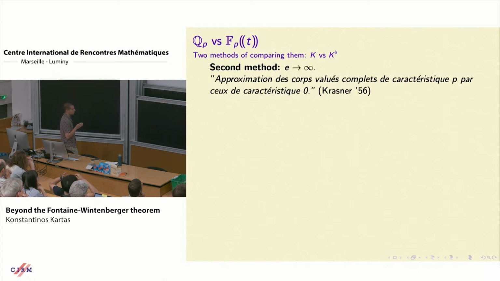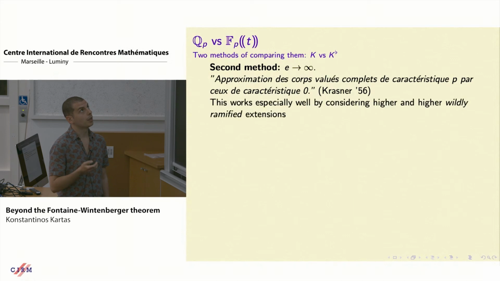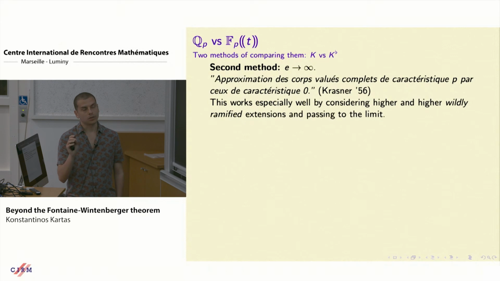So as far as I know, he was the first person to realize that whenever you take a highly ramified p-adic field, it closely resembles a local field of positive characteristic. And that's a really key idea for everything I'm going to say, basically. And it was later understood that this works especially well by considering higher and higher wildly ramified extensions and by actually passing to the limit.